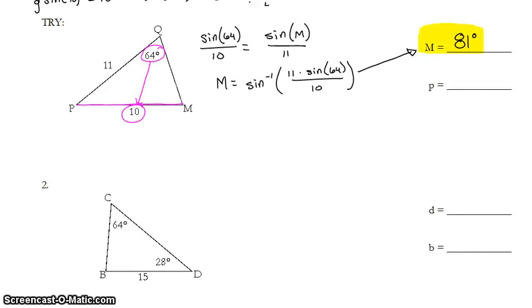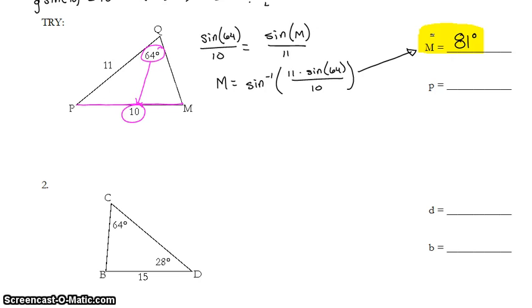So for starters, we should have found that the measure of angle M is 81 degrees. We set up our proportion, sine of 64, because that's the angle measure we know, over 10, the side opposite, equals, we're looking for angle M, so we take the sine of it over the length of the side opposite. When we do all of our algebra, cross multiplying and solve, we have to use the inverse sine because we're looking for our angle measure. Put all of this in, we should get 81 degrees.